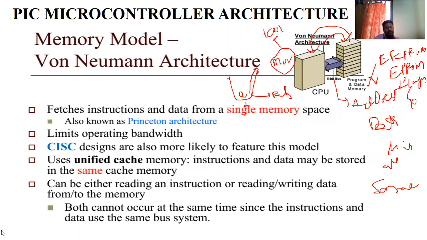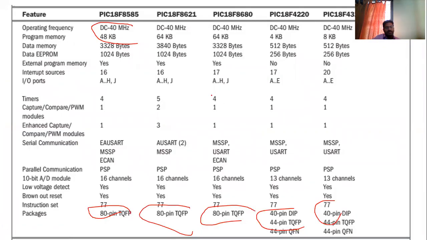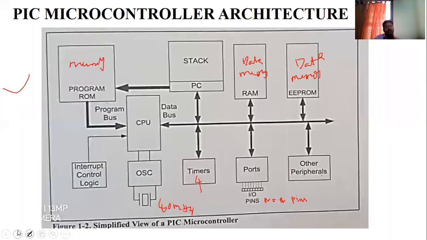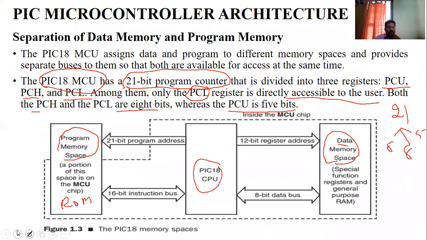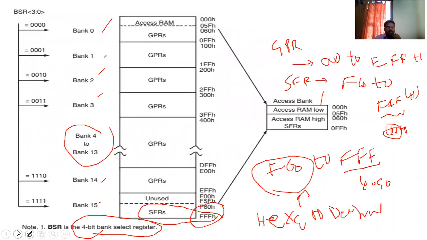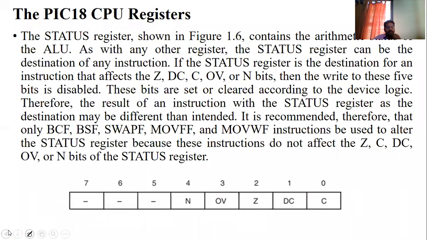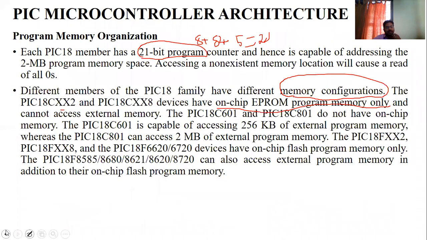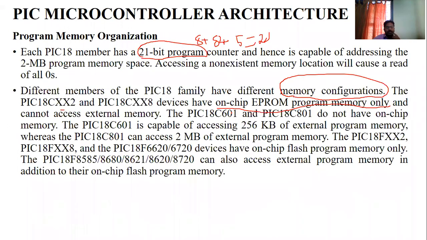See these diagrams. These are the numbers. Likewise, we have different types of programming. See these, these are the program memory organizations.